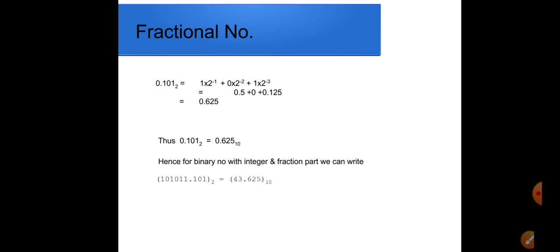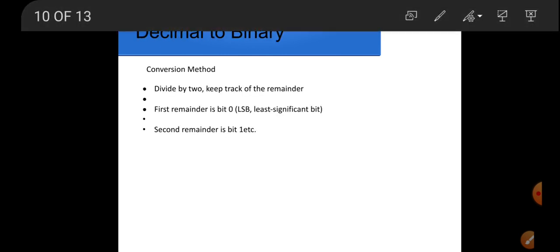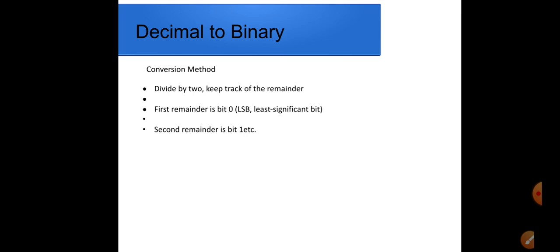Similarly, if a fractional number is given, how do we do the conversion for this fractional binary number? The method is shown here. You have to take the powers of 2 which are negative values, and these negative powers keep increasing: -1, -2, -3, like that towards the right side of the radix point. Add all these results and you will get the decimal value equivalent to that binary number. Similarly, we can do the conversion of a decimal number to a binary number.